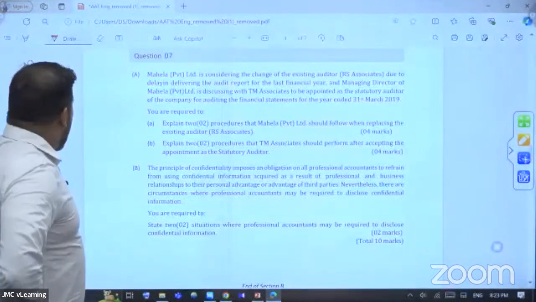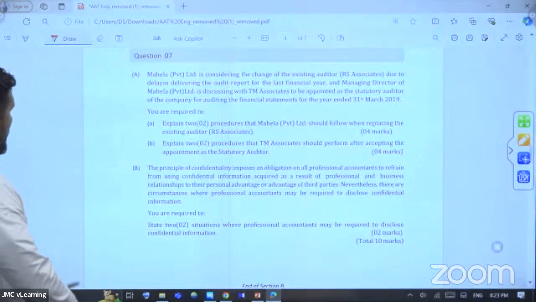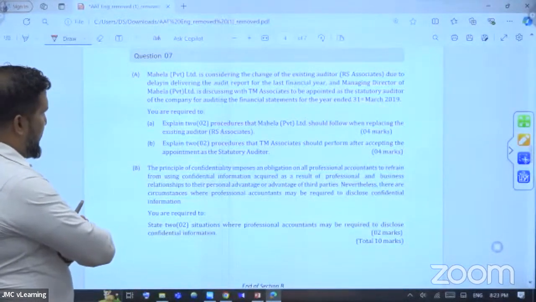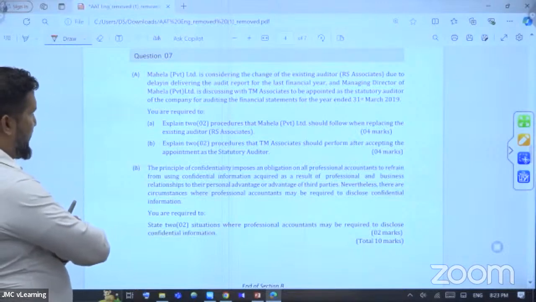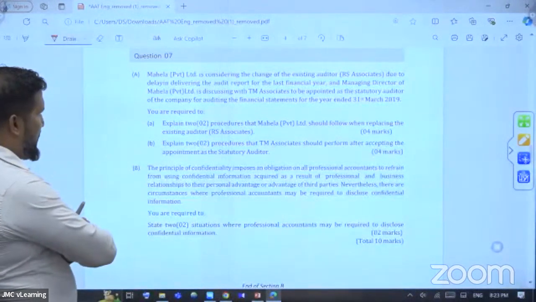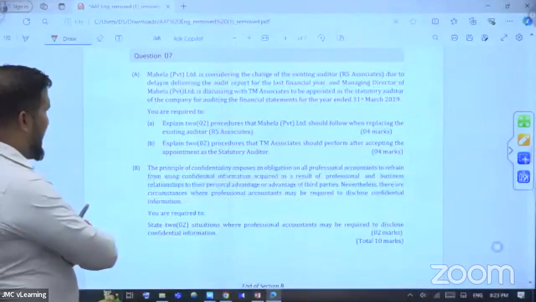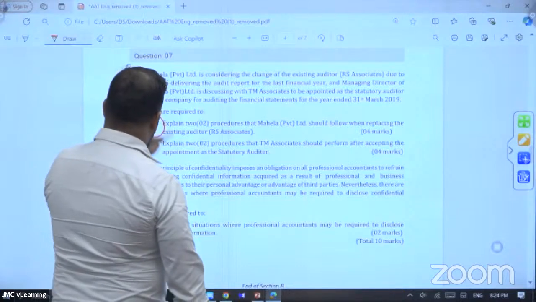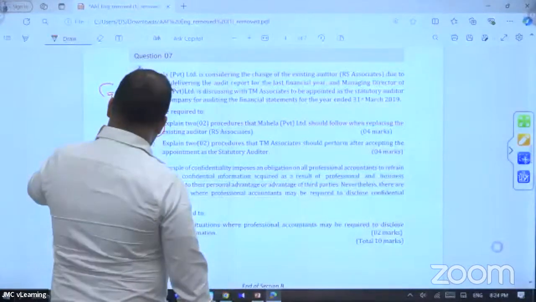Mahela Private Limited is considering changing the existing auditor, RS Associates, due to delay in delivering the audit report for the last financial year. The managing director of Mahela Private Limited is discussing with TM Associates to be appointed as statutory auditor for auditing the financial statements for the year ended 31st March 2019. Explain 2 procedures that Mahela Private Limited should follow when replacing the existing auditor. That is basically testing the Companies Act.